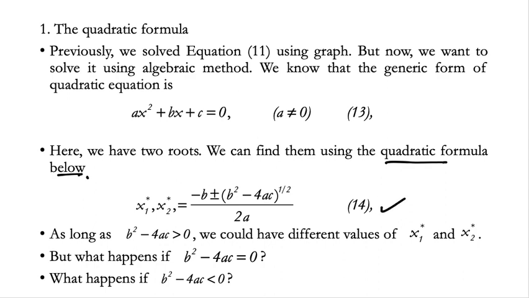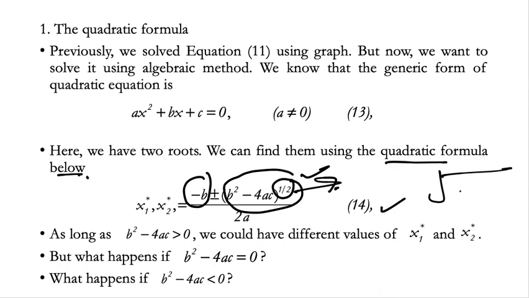As you can see here, we have this value. As long as this value is positive, then we can have different values of x1 star and also x2 star. Why does this value have to be positive? Because you see, this to the power of half means square root, and you cannot square root any negative value. This doesn't work, so it has to be positive. So as long as b squared minus 4ac is positive, then you can always square root it, and you can always have different values of x1 star and x2 star.